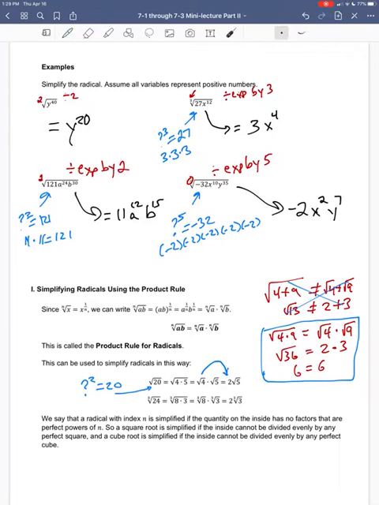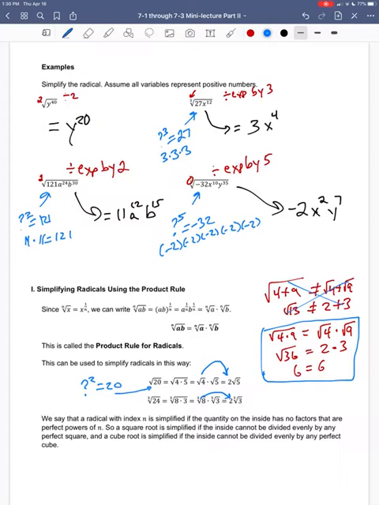Same thing then in this example, if I have the cube root of 24, that would say what to the third power is 24? I don't know. 2 times 2 times 2 is 8. 3 times 3 times 3 is 27, a little bit too big. But I can rewrite 24 as 8 times 3. So I would get the cube root of 8 times the cube root of 3, and then the cube root of 8 is just 2. And so that carries over like that.